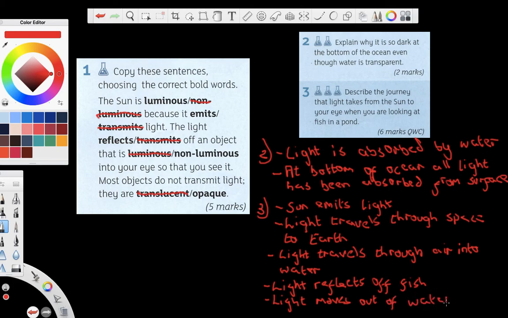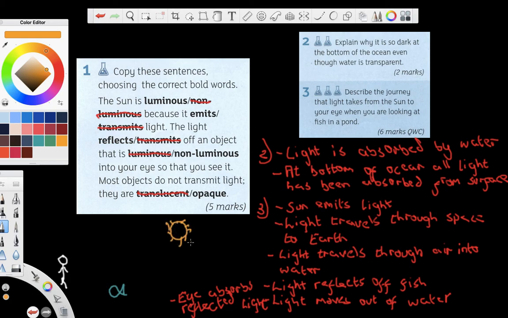And then finally, we can say that the eye absorbs the reflected light. So just to explain those marks, I'm going to draw a quick diagram. So we've got you standing by a pond. We've got a fish in the water that looks like this. And we've got the sun in the sky.